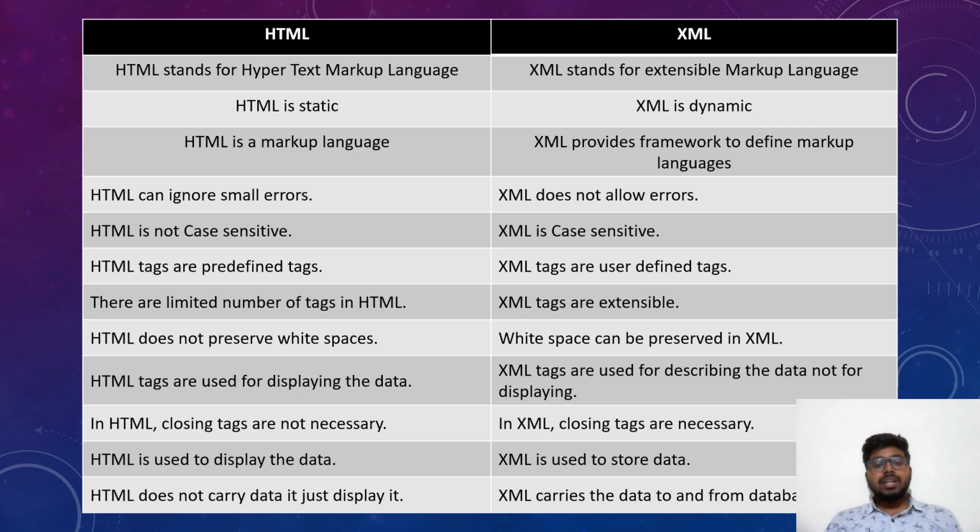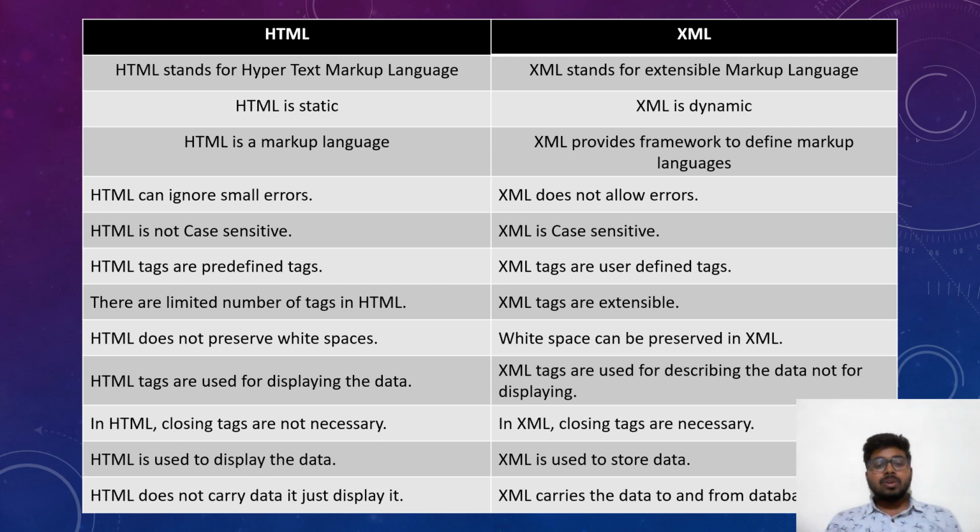HTML tags are predefined tags. XML tags are user-defined tags. There are a limited number of tags in HTML. XML tags are extensible. HTML does not preserve white spaces. White space can be preserved in XML. HTML tags are used for displaying the data. XML tags are used for describing the data, not for displaying.